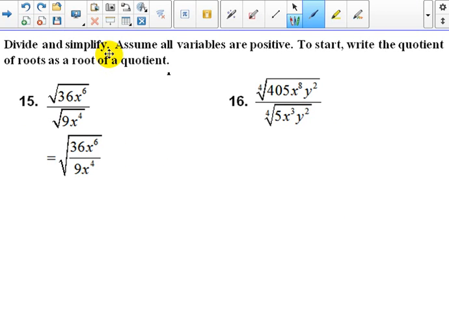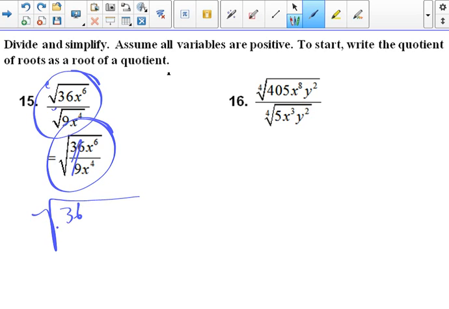Problems 15 and 16, divide and simplify. Assume all variables are positive. To start, write the quotient of roots as a root of a quotient. So notice that because both of these indexes are the same, we can combine it under one radical sign. So now that we've done this, let's just go ahead. 9 goes into 36. Actually, let's split it up and I'll show you. 36 over 9 times x to the 6th over x to the 4th. Right?